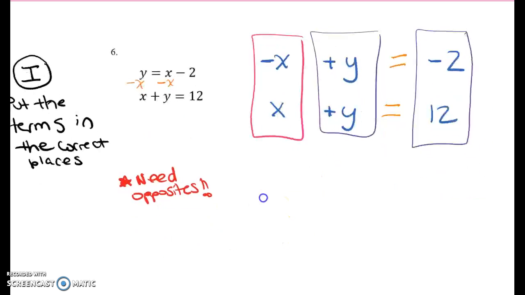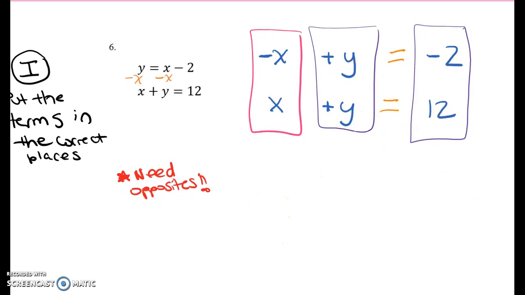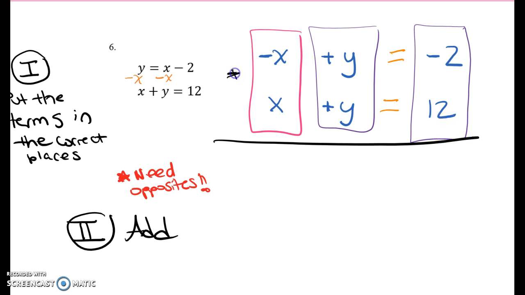Now, step 2 is really simple. Step 2 is add. Okay, so I'm about to do that. Add. And I'm going to get negative x plus x is 0x, so that variable has been eliminated. Y plus y is 2y. And negative 2 plus 12 is 10.